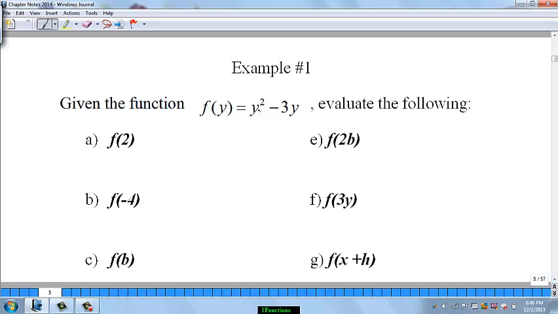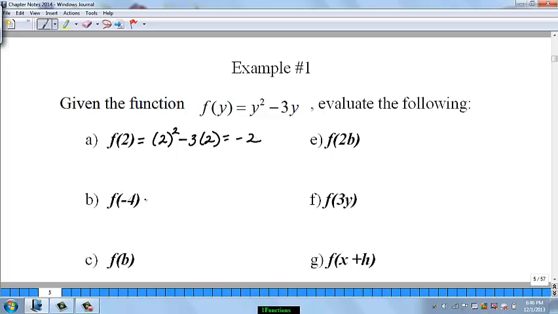So now when I do f of 2, and I want you to see exactly what I do, if I put a 2 here, that means I put it here and here. Now when I do that, please notice I put it in parentheses, so that when I do that, I now have 4 minus 6, or negative 2. So the point 2, negative 2 would be on that graph.